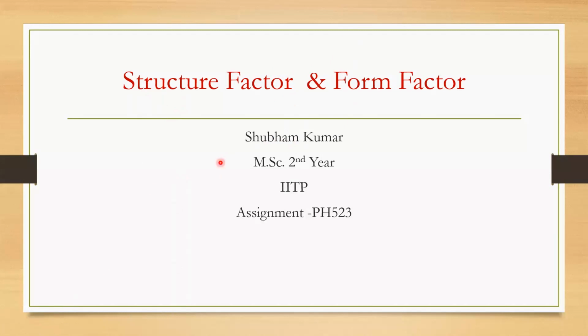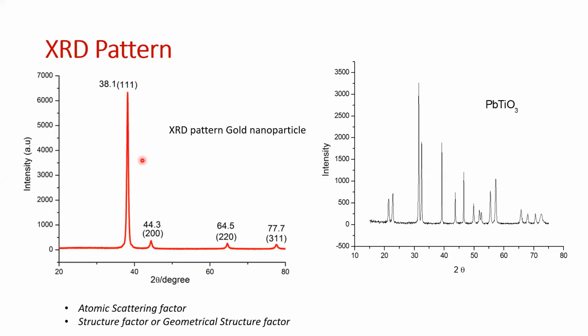So this is the XRD pattern of a gold nanoparticle, and this is the XRD pattern for BaTiO3. In this XRD pattern, we observe a peak for the 111 plane, and for the 200 plane we observe a small peak. For the 220 plane we also observe a small peak, and for the 311 plane a small peak. We also observe that some planes are not included here.